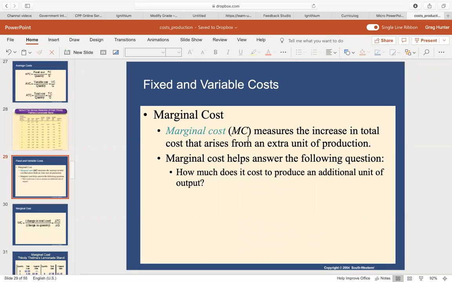I told you marginal cost is the change. They say increase in total cost because it's going to be a positive change from producing an extra unit. But so how much does it cost to produce an additional unit of output? That's the question that marginal cost answers. Is that clear?